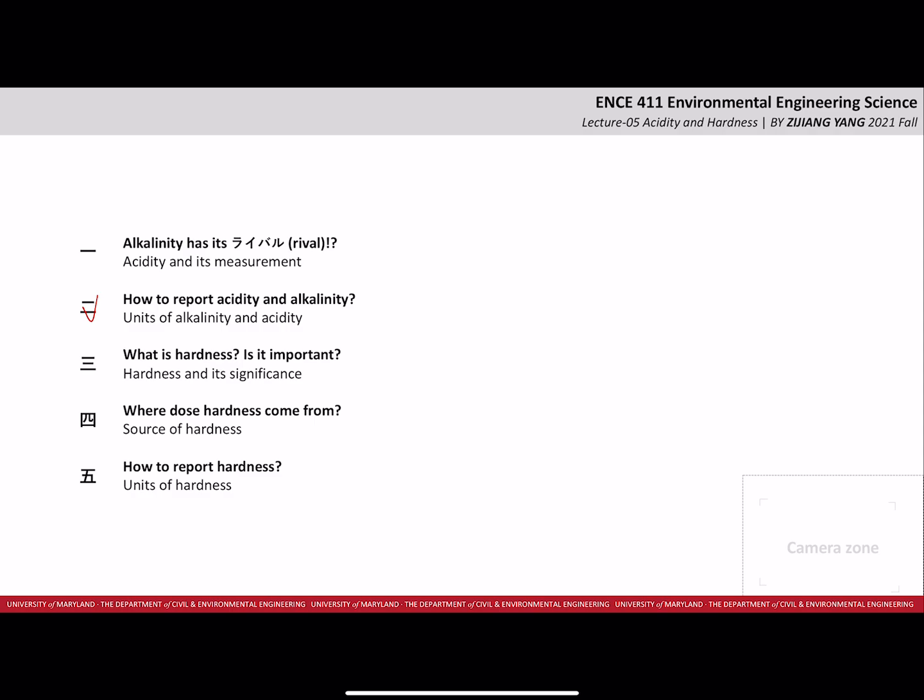The third one is hardness. So we are going to talk about hardness and its significance. And then we are going to talk about the source of hardness. And finally, we are going to report hardness. So I'm going to talk about the units of hardness. And this also involves some of the calculations.